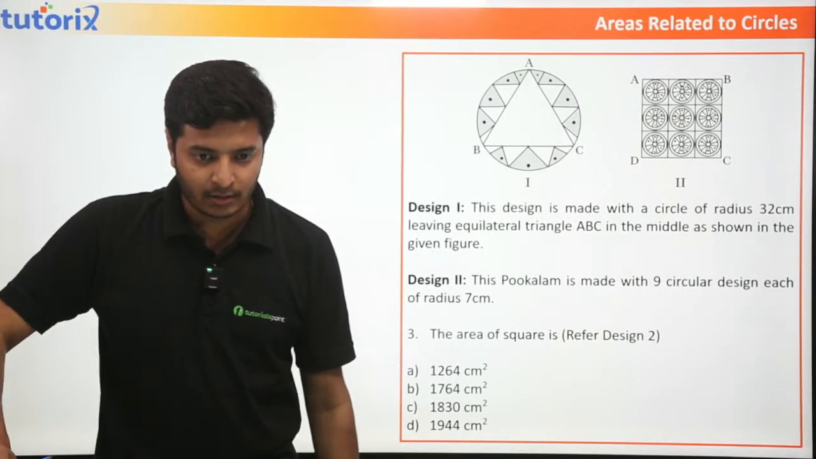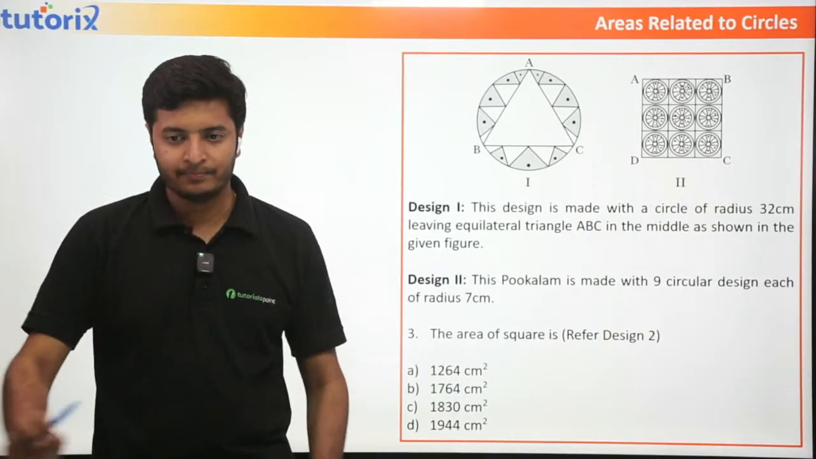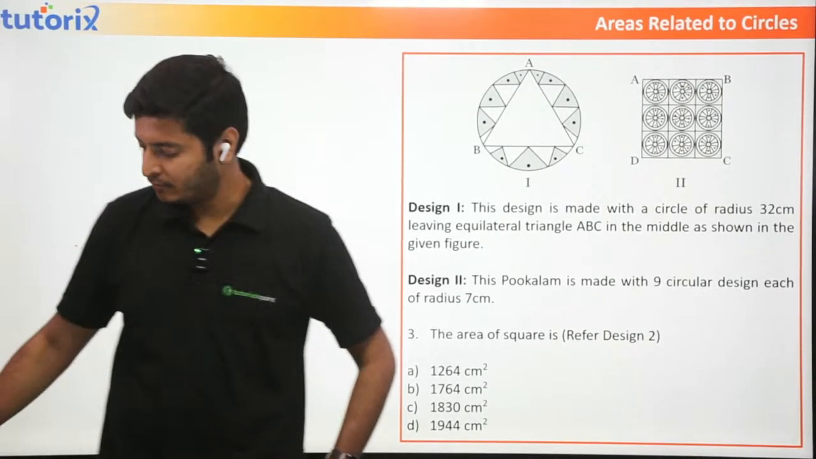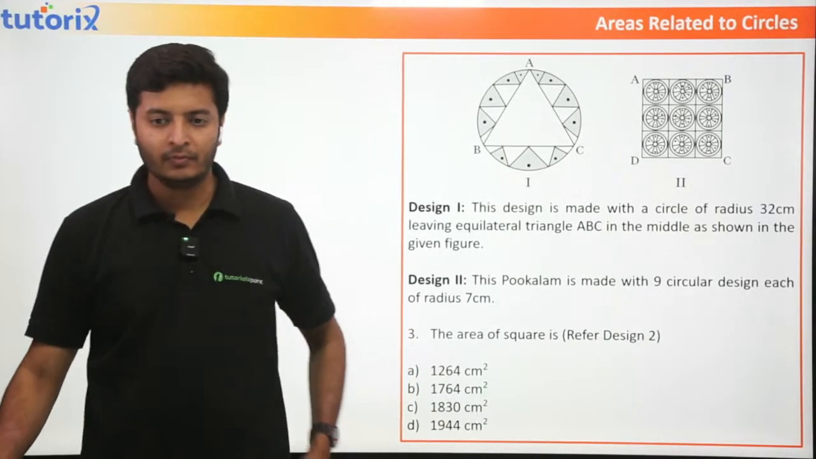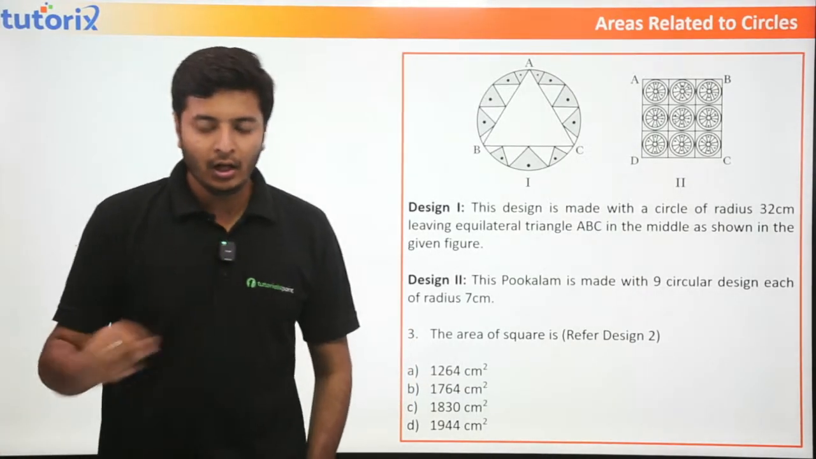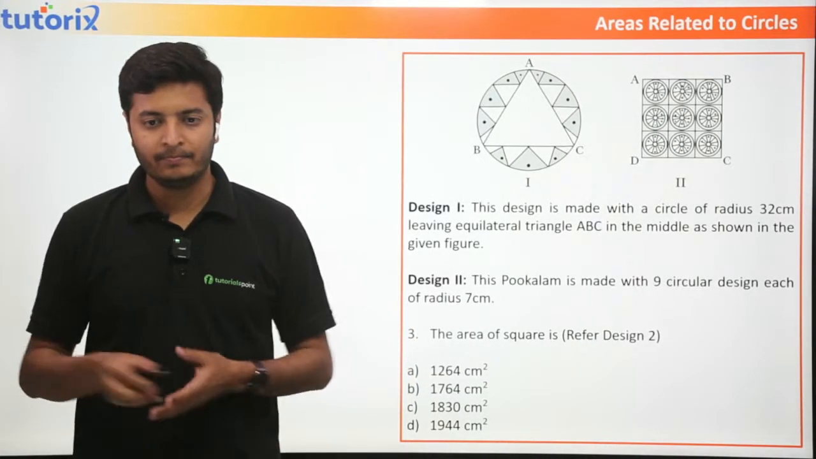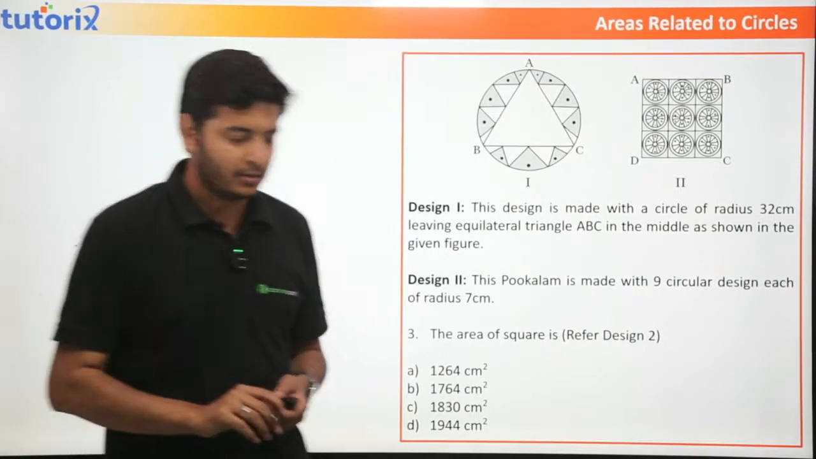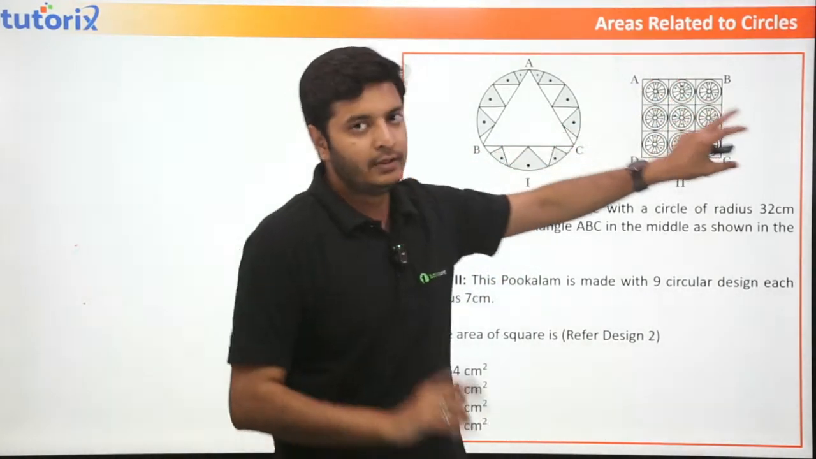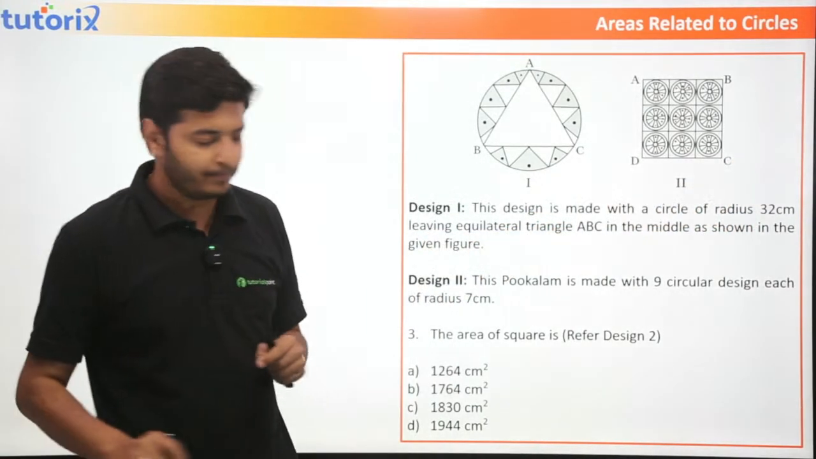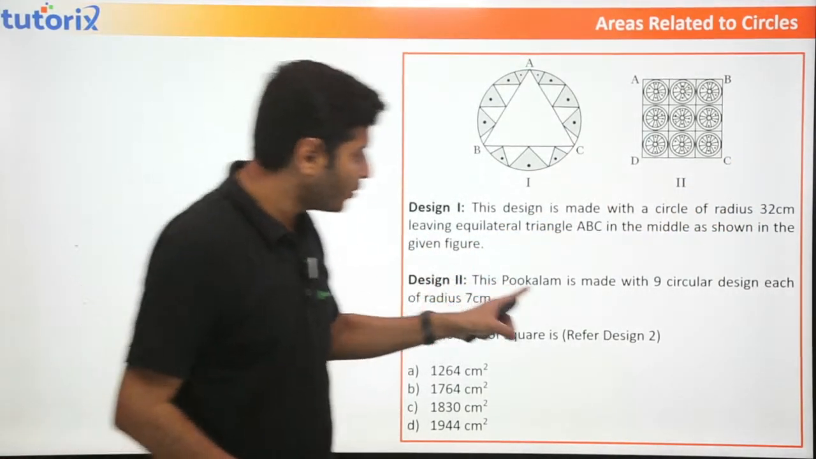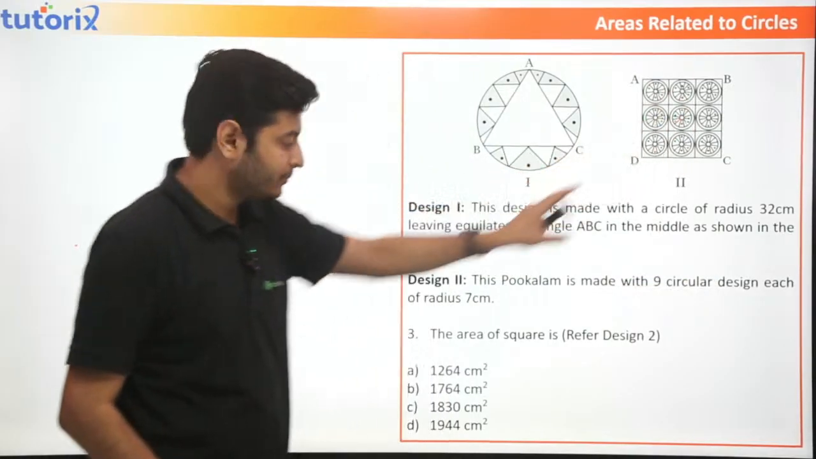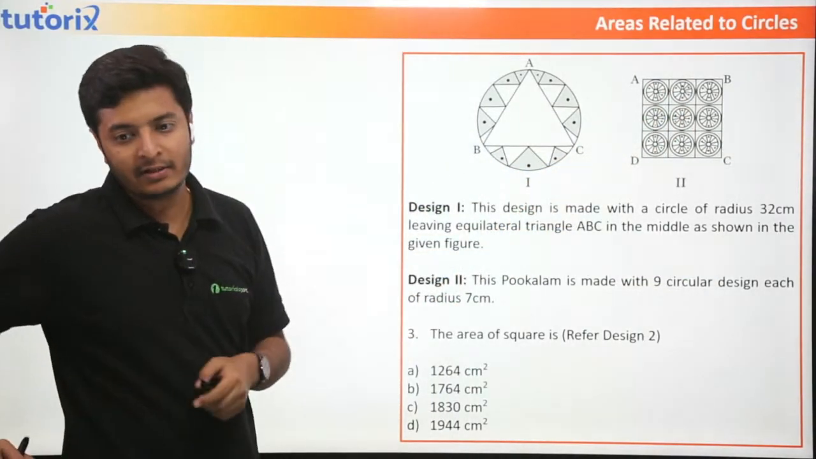Adya is saying B. Yeah, Adya, correct answer. How to find this? This is not a very difficult problem, but still. In this design, we need to find the area of this square. What is given to us? This design is made with 9 circular designs. So I can see 9 circular designs, each of radius 7 centimeter.